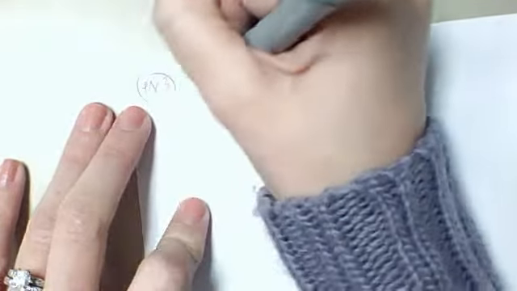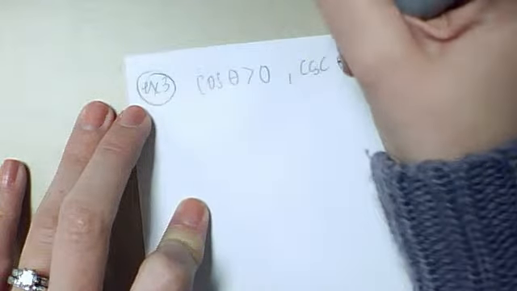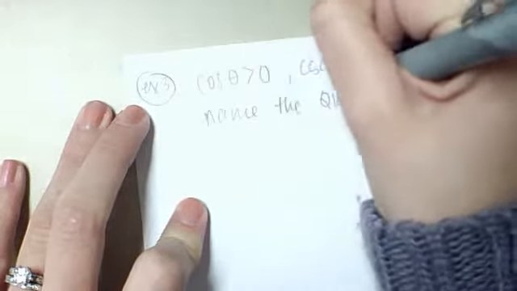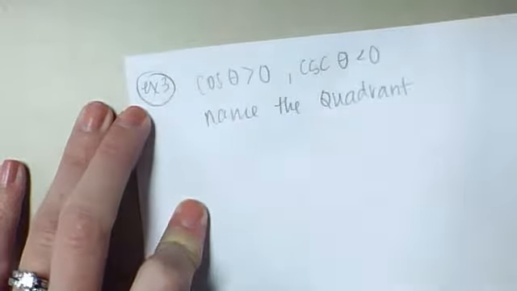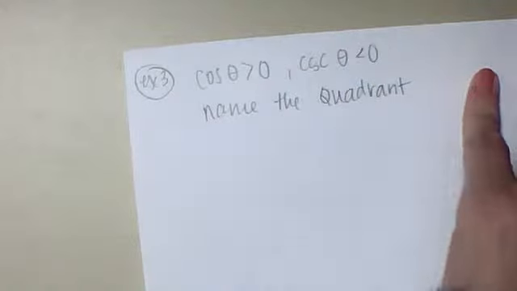The third example is kind of more of a deductive reasoning theoretical example, and that is if I'm told that the cosine of theta is greater than 0 and the cosecant of theta is less than 0, and I want you to name the quadrant. So where would that be located? To do that, I need to know the relationships of cosine and cosecant.